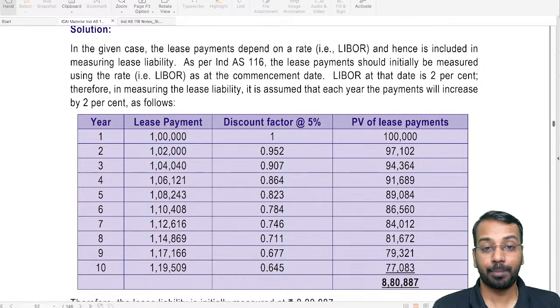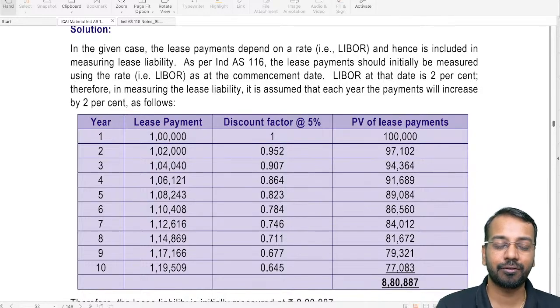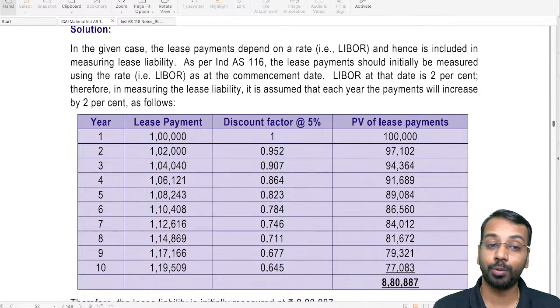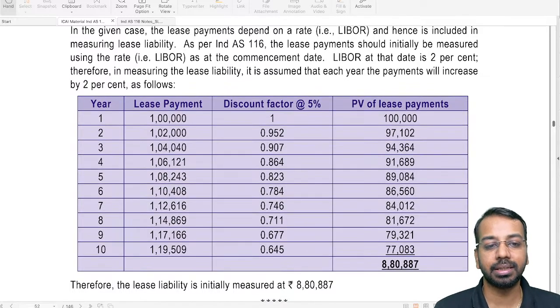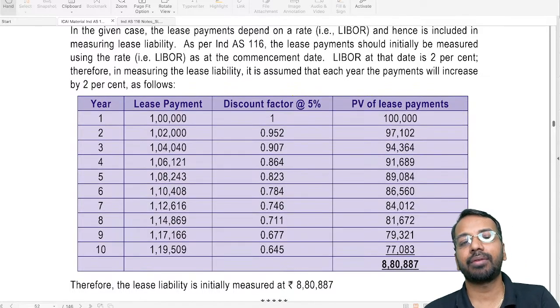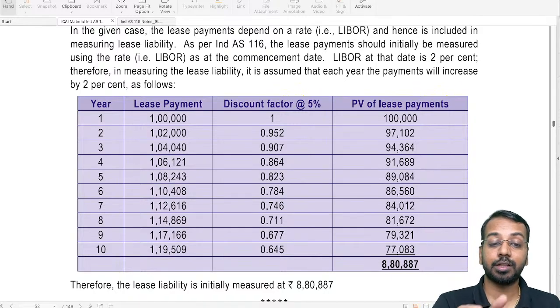So we pray your papers land in the right hands, and even if you are doing rounding off, you get the marks that you deserve. So here you can see, based on LIBOR it is increasing, and you will account for the discount and present value of lease payments. Accordingly, you will calculate and arrive at the lease liability. Subsequently, if the variable rate changes, the difference, the extra amount that you're paying, you will take to the P&L.